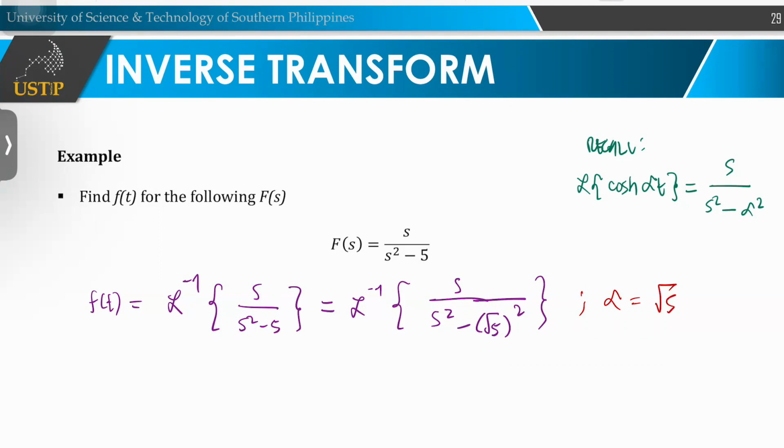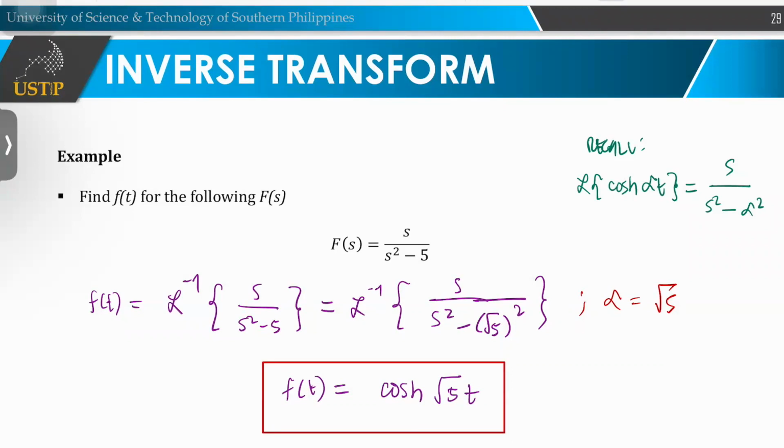So we can conclude that our f of t is just simply equal to the hyperbolic cosine of alpha t man, meaning hyperbolic cosine of square root of 5t. Okay, so this is now our answer. Okay. So I hope you have the same answer. Let's go to the next one.